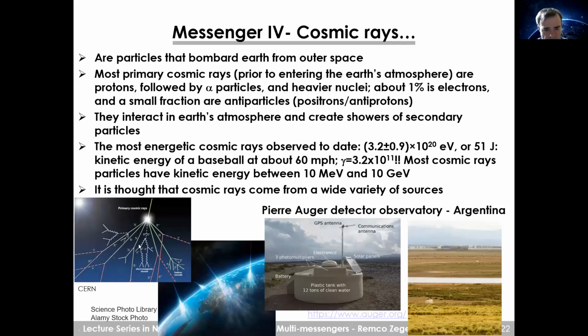At the left-hand side here is an image of what could happen. So you have a particle that comes in and it interacts in the atmosphere, and it creates many different types of particles. And some of these particles can be very energetic. The most energetic cosmic ray that is observed to date is about 3 × 10²⁰ electron volt, which is about 51 joule. So basically, one of these tiny particles had the same kinetic energy of a baseball at about 60 miles per hour. And so it's extremely energetic. Most cosmic rays have a kinetic energy somewhere between 10 MeV and 10 GeV.